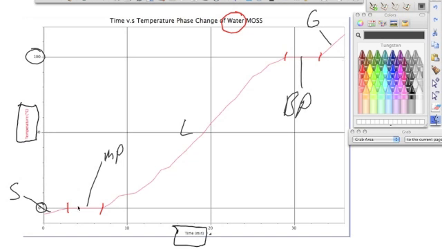But basically we can tell by this graph that the slopes represent the state of matter. So our states of matter are in the slopes. And then in the plateaus, or these flat parts, that's where we actually have the phase change. Okay, from here going from solid to liquid, and from here going from a liquid to a gas.